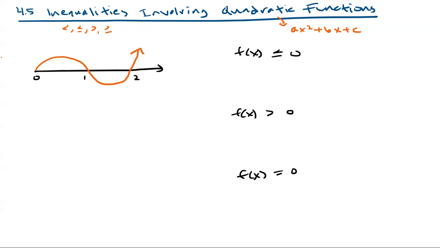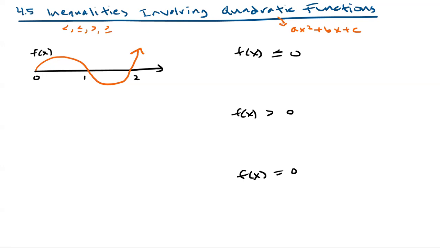So let's say we have this function. This is our f of x. Okay, this graph here is our f of x. So if you understand this part, then the problems are going to be easy. Okay. So here we have f of x is less than or equal to 0, f of x is greater than 0, and f of x is equal to 0.